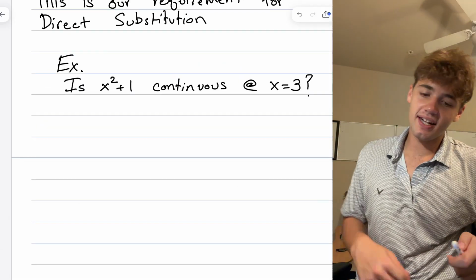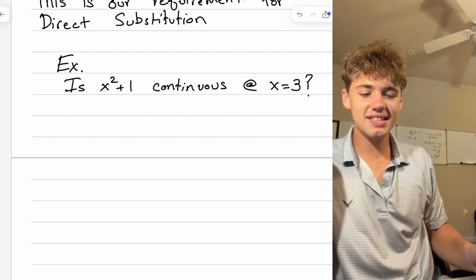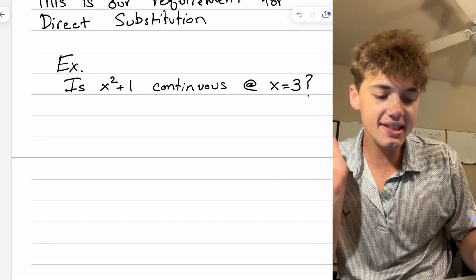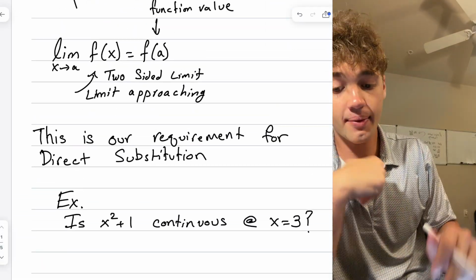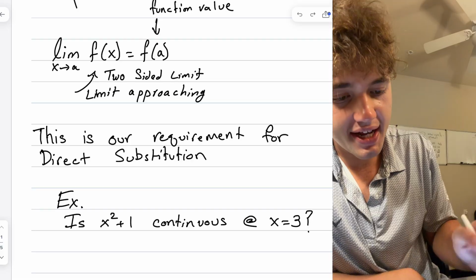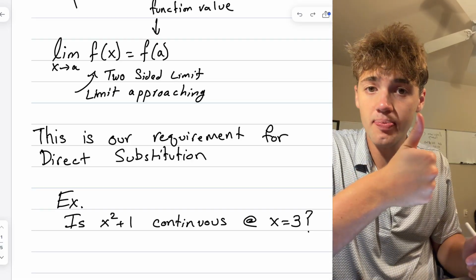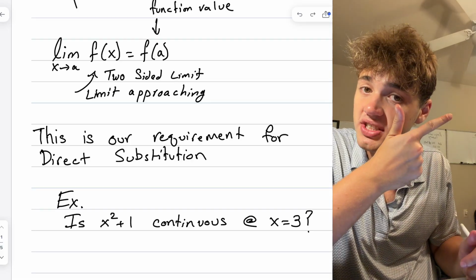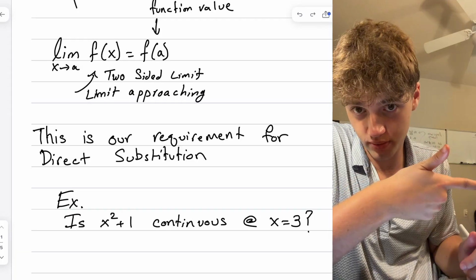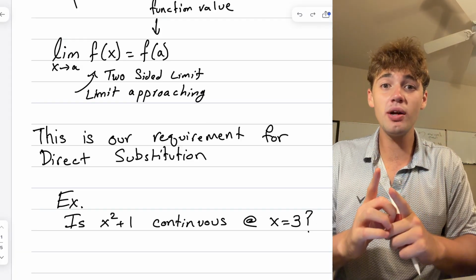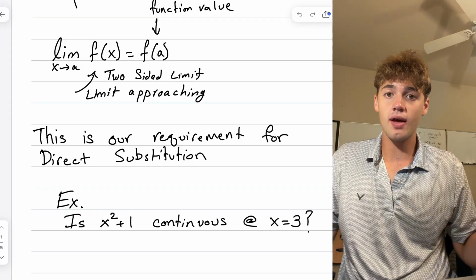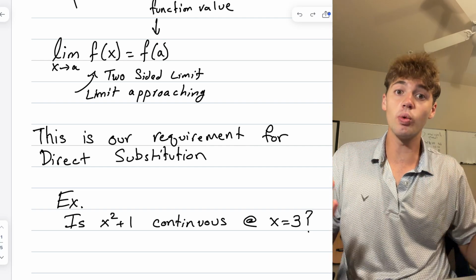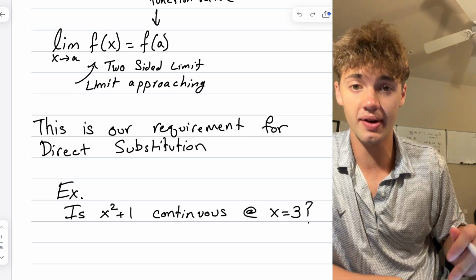All right, let's take a look at an example. This example is asking us to see if x squared plus 1 is continuous at x equals 3. And if this is our definition right here, we need to find the two-sided limit, and we need to find where the function is defined at x equals 3. And then we have to show that they're either equal or not equal. If we have any problems getting there, then it was discontinuous at x equals 3.